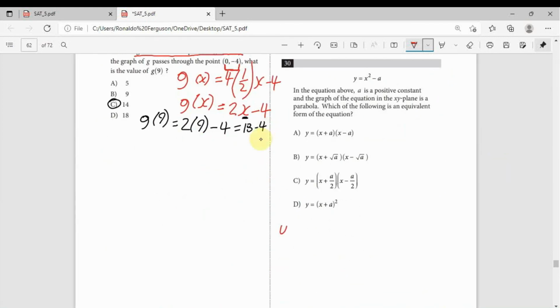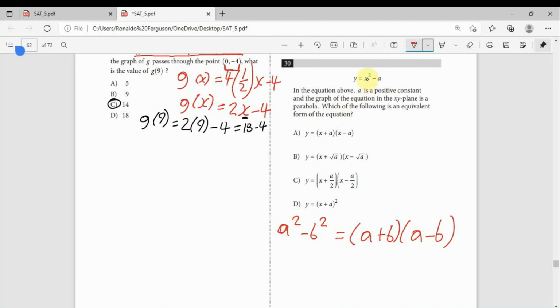Now, question 30, as I was saying, this is a difference of two squares question. So I'm going to write back something that we should be familiar with from CSEC math. a squared minus b squared is equal to a plus b times a minus b. This is known as the difference of two squares.